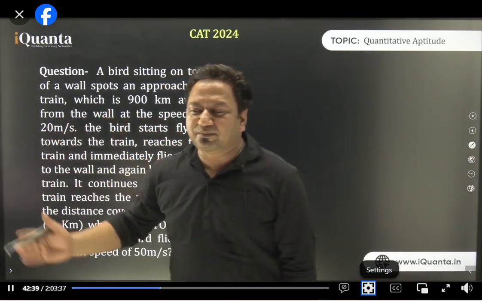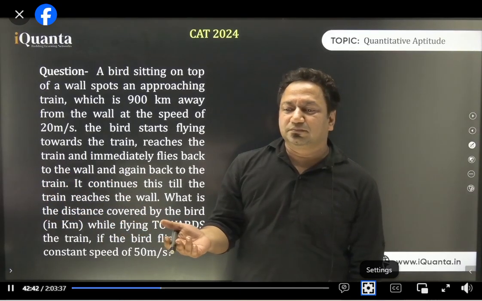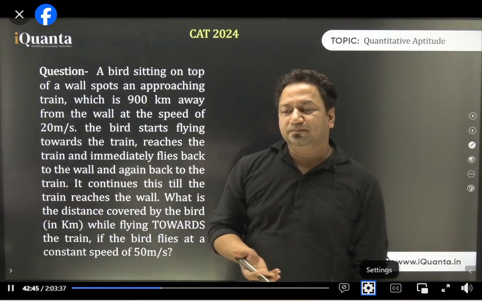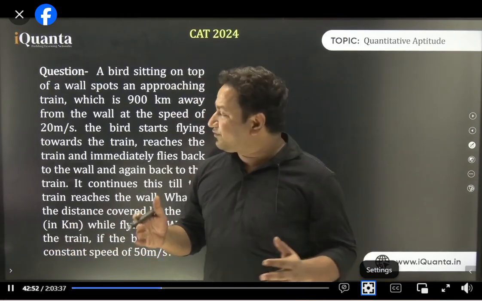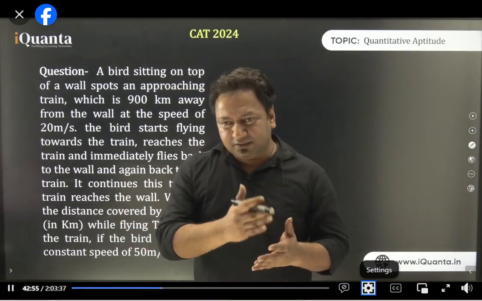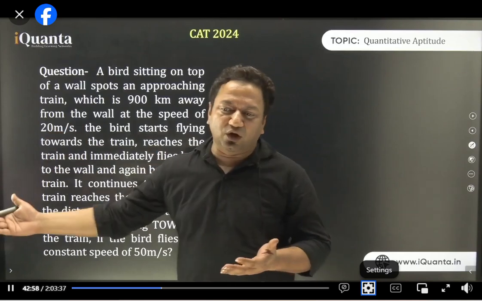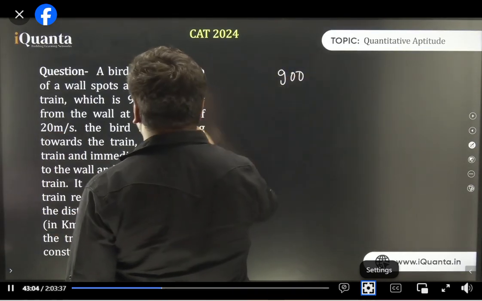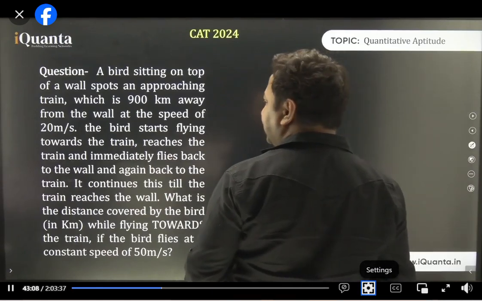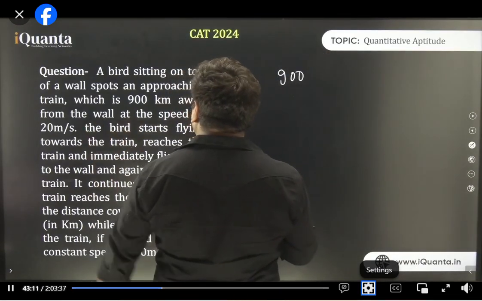For how much time is the bird flying? The bird is flying for the time which the train has taken to reach the wall, isn't it? So, train is 900 kilometers away from the wall, and train is moving at a speed of 20 meter per second. It's meter per second. Okay.